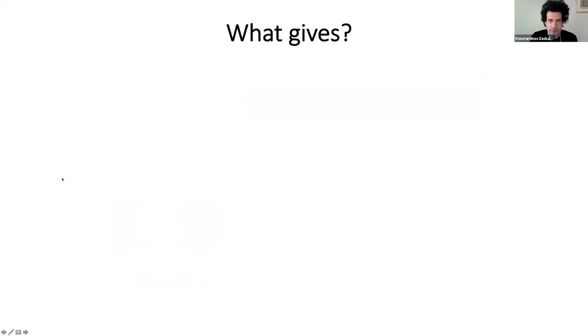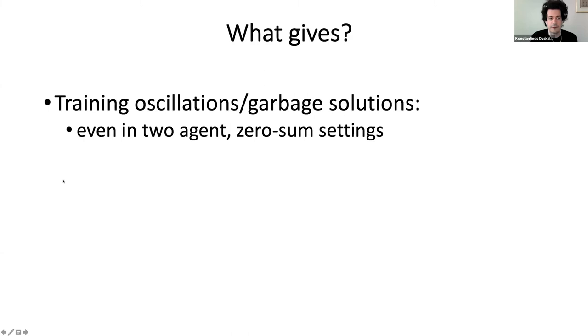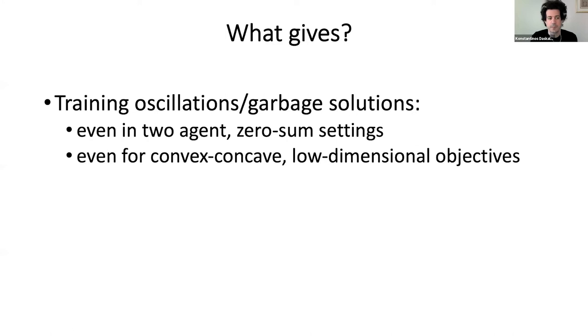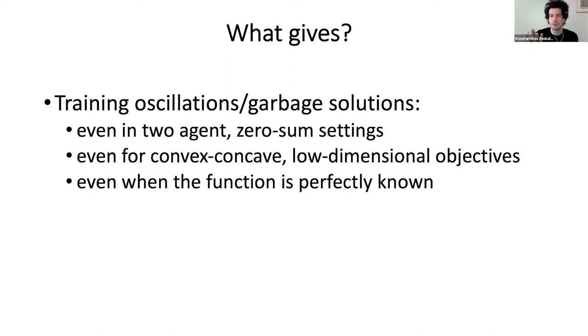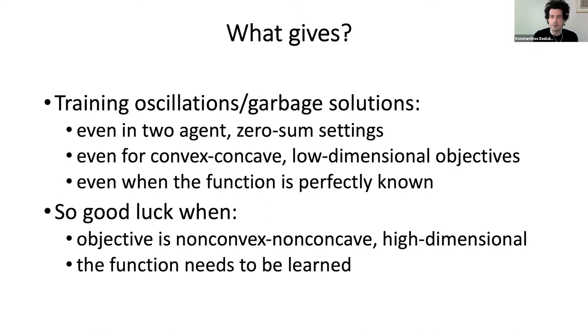And just to summarize, training oscillations and garbage solutions arise even in two-agent zero-sum settings, even when the objective function is convex-concave, so it falls under the umbrella of von Neumann's min-max theory. Even when the variables are low dimensional, and even when the function is perfectly known to the optimization procedure. So of course, the real life story, wherein you have multiple agents, non-convex objectives, high dimensional variables, and the function is not known to the optimizer, is going to be a much harder story.